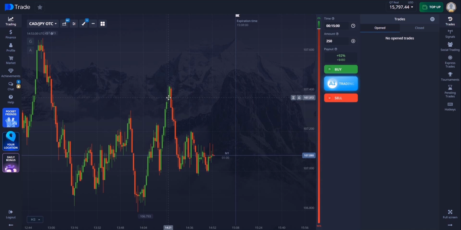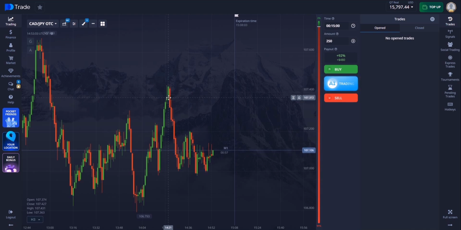You already know the simplest and most effective tool for identifying a trend. These are trend lines.